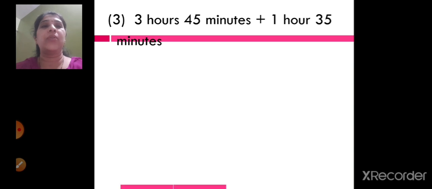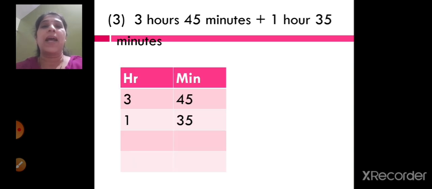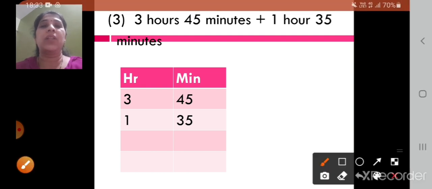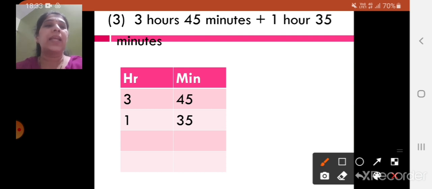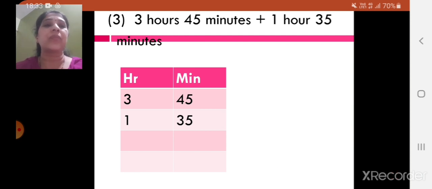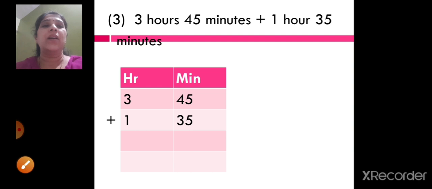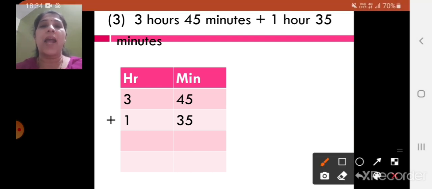So what we are going to do? We are going to prepare a table as hours and minutes. So 3 hours 45 minutes. 3 we will put in the hours column and 45 we will put in the minutes column. Next is 1 hour 35 minutes. We are going to add 1 in the hours column and 35 in the minutes column. Now we are going to do the addition.